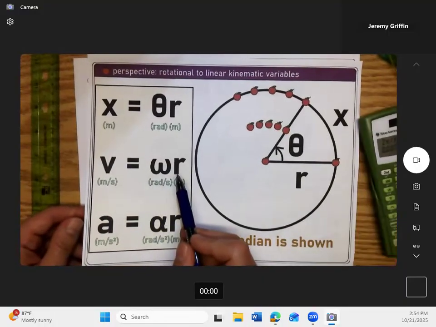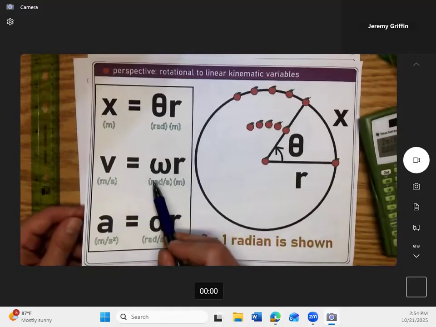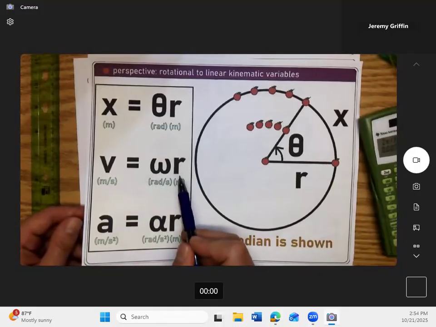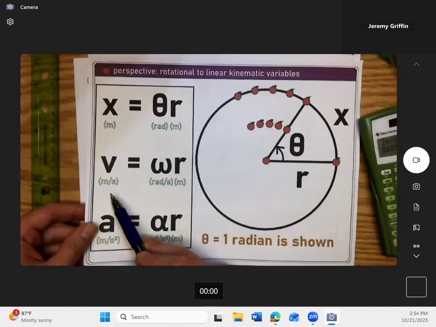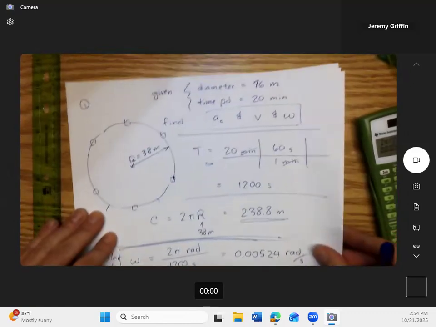Omega times, multiply by r. Omega times r, that could give you v. Radians per second times some radial size. That gives me how many? Meters per second. So let's try that. Let's go.